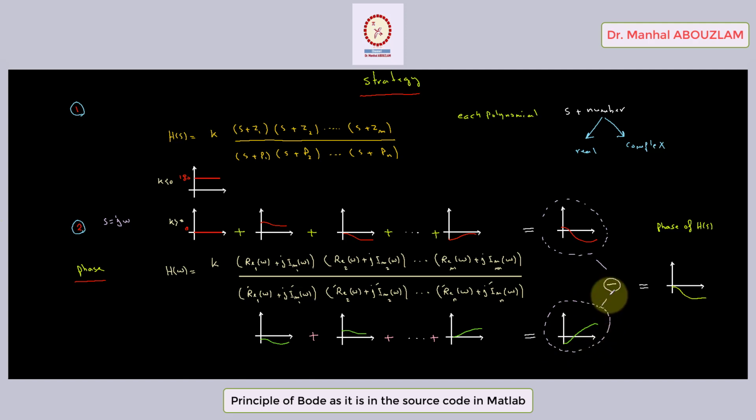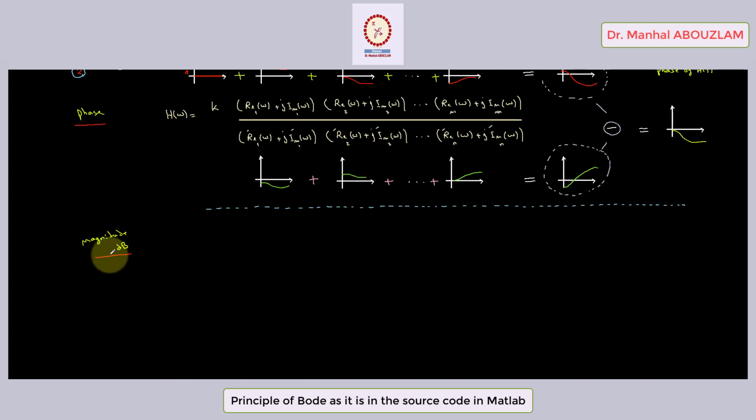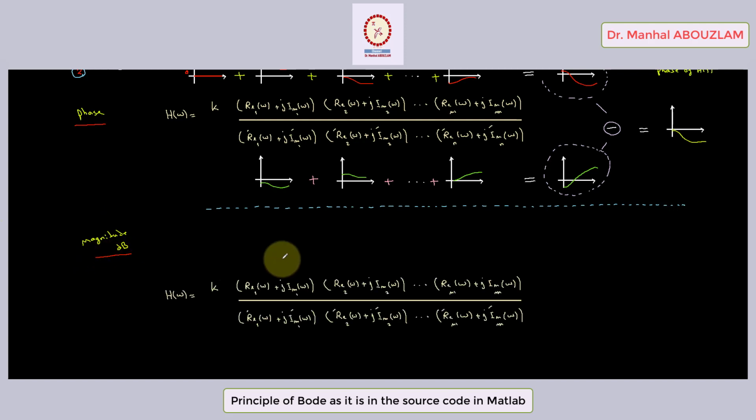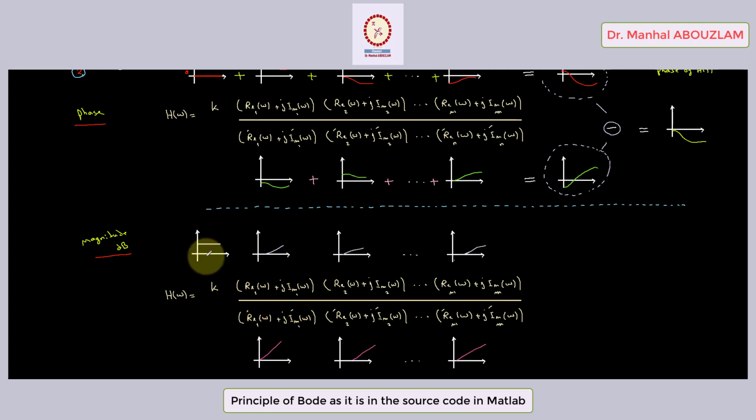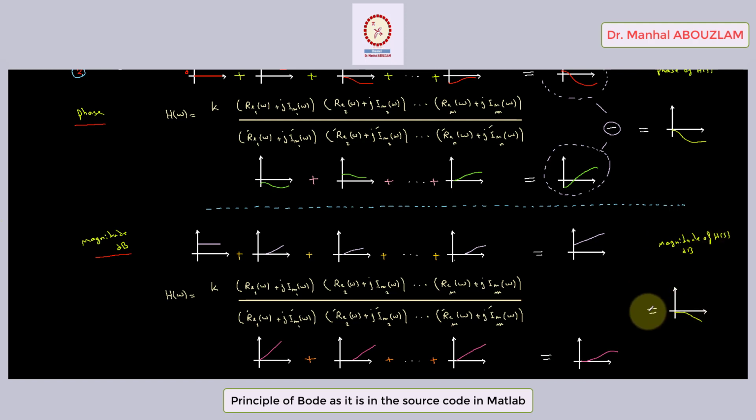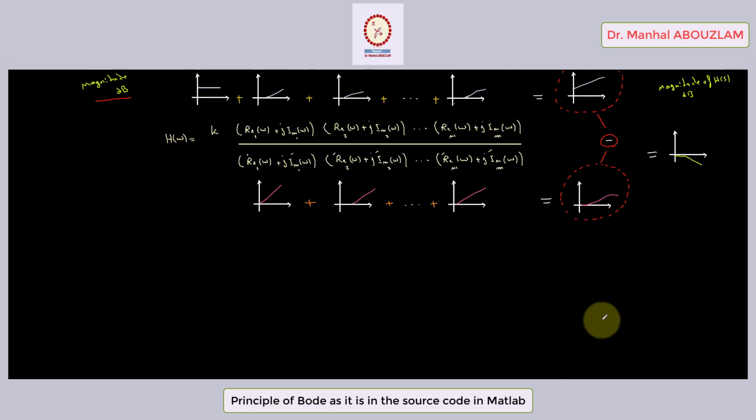Now for the magnitude in decibels, you can apply the method I already explained for the developed form of the transfer function. But if you have a factored form like that, you calculate the magnitude in decibels for each polynomial of degree 1 and you find the corresponding curve. Then you add all the curves for the numerator and you add all the curves corresponding to the denominator. So the magnitude in decibels for the transfer function is equal to the curve corresponding to the numerator minus the curve corresponding to the denominator.